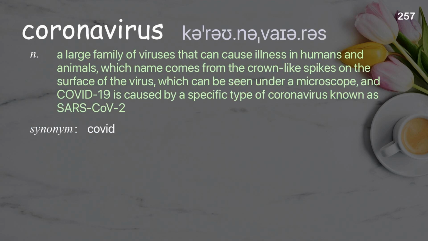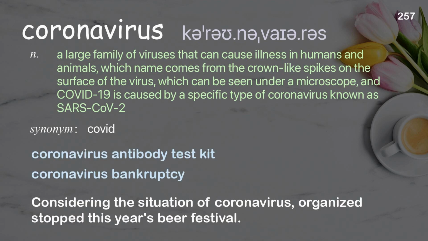Coronavirus. A large family of viruses that can cause illness in humans and animals. The name comes from the crown-like spikes on the surface of the virus, which can be seen under a microscope. COVID-19 is caused by a specific type of coronavirus known as SARS-CoV-2. Examples: Coronavirus antibody test kit. Coronavirus bankruptcy. Considering the situation of coronavirus, organizers stopped this year's beer festival.